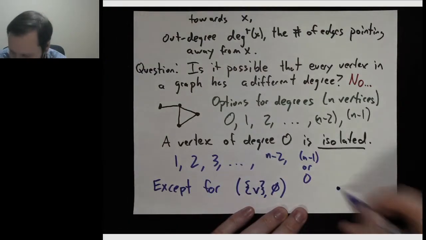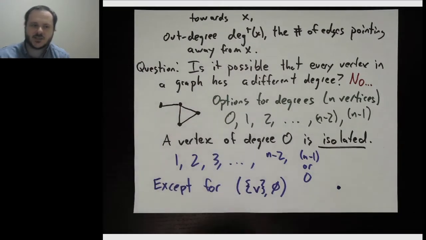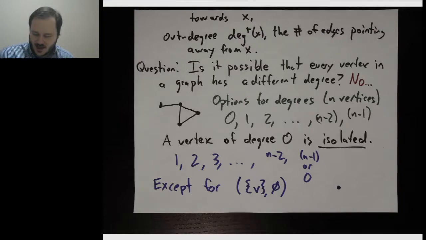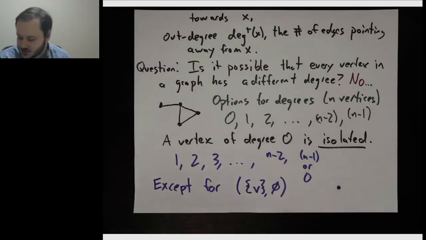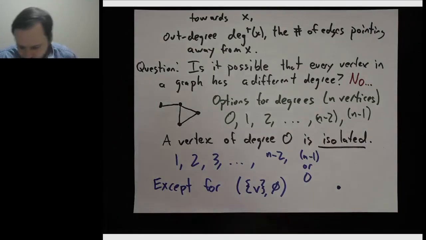Might look like this. That vertex has degree 0, and that's the only vertex. So every vertex has a different degree. This is a very silly example. As soon as you have at least 2 vertices, it's not possible that every vertex has a different degree.